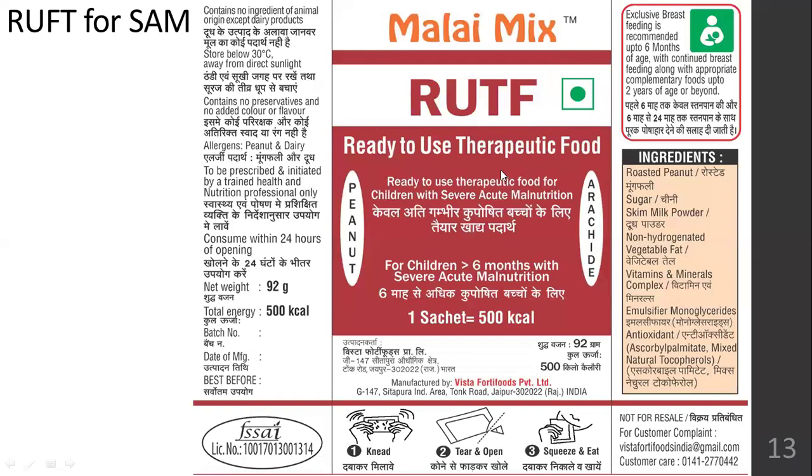Once the rough diet has been begun for the child, do not stop breastfeeding. Exclusive breastfeeding is recommended. You have to continue it up to 2 years of age for the children. Even if the child is taking this malai mix or any other mix, breastfeeding should not be stopped.